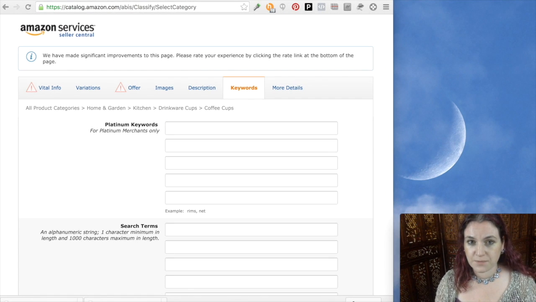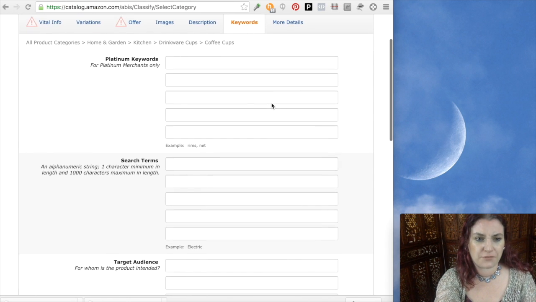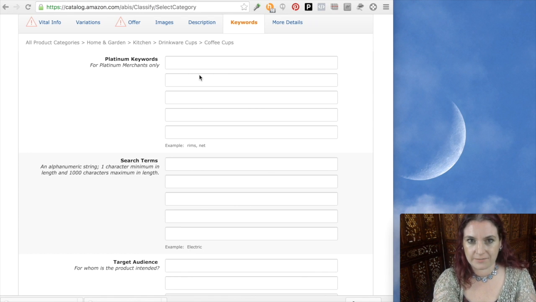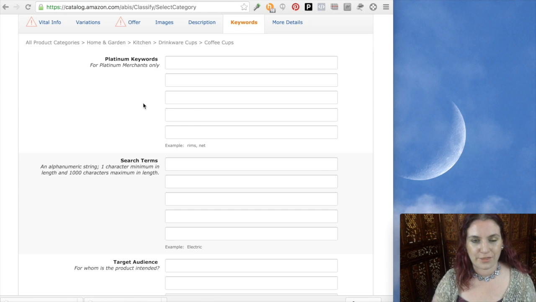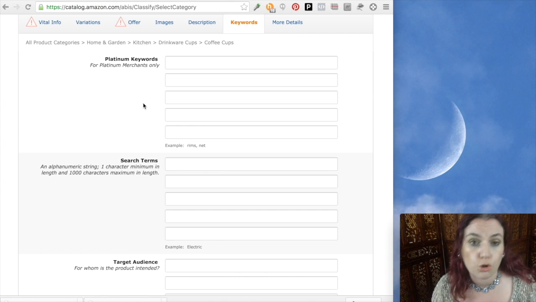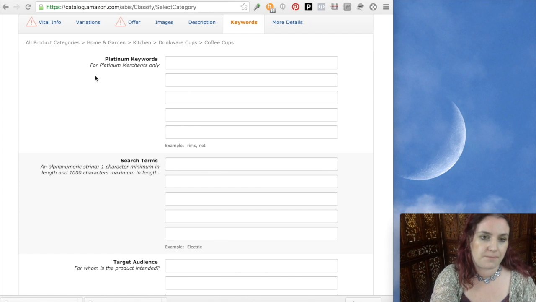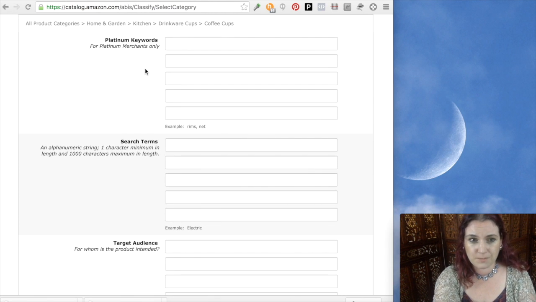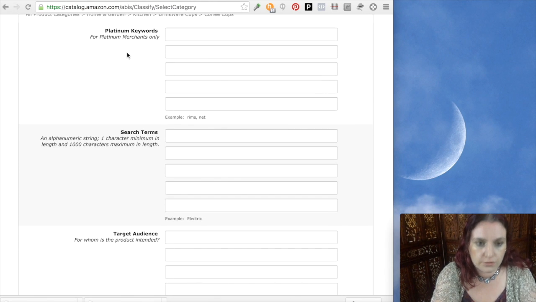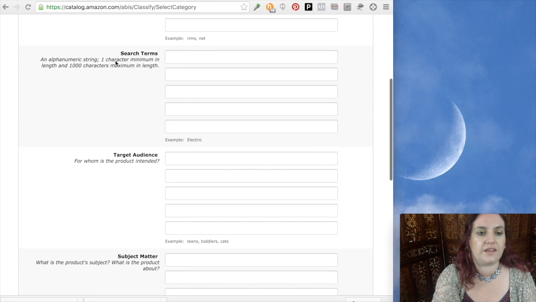Okay, so this is where the really exciting magic happens. This is the keywords screen in creating a listing. So first of all, disregard platinum keywords. You have to be a platinum merchant to use that. I think you have to make millions of dollars a year and possibly sacrifice a goat. No, you don't need to sacrifice a goat, I'm joking. But you do need to be a platinum merchant, which probably most people watching this aren't. You will know if you are one. So we'll disregard that and we'll move straight into search terms.